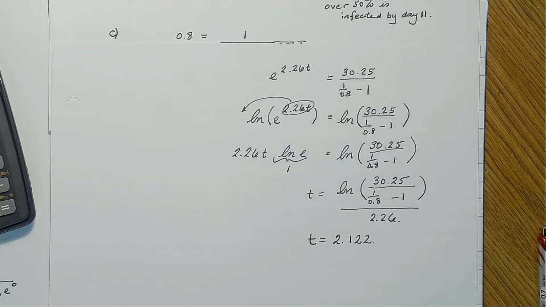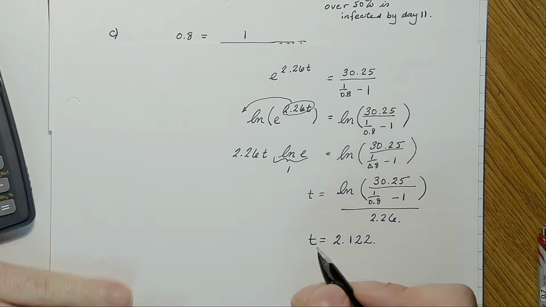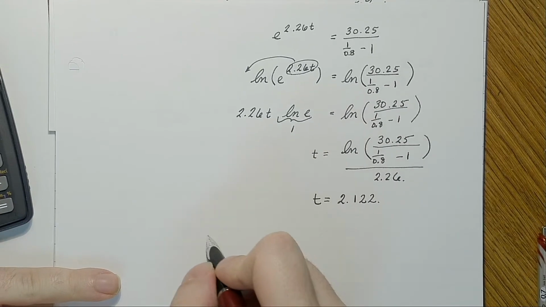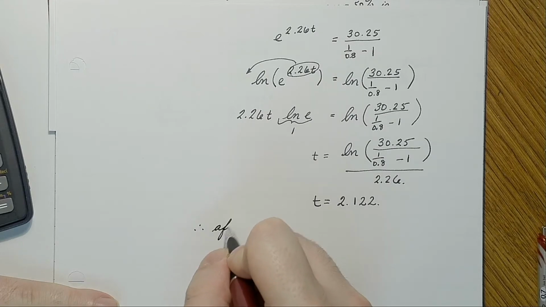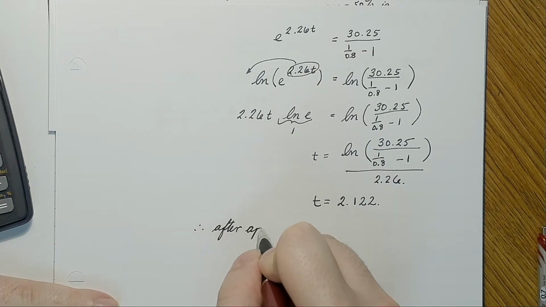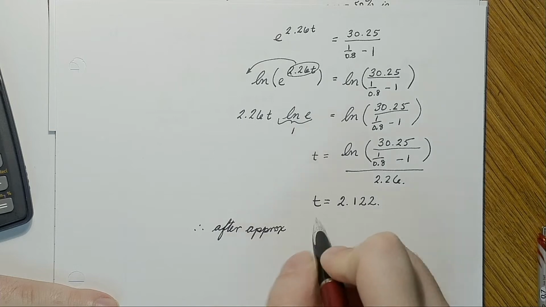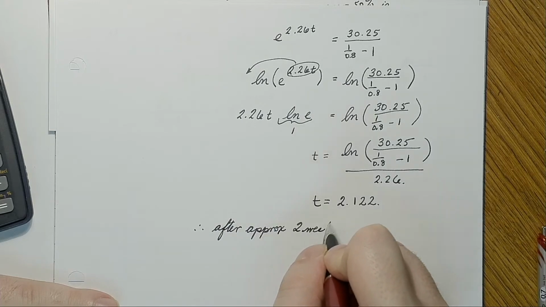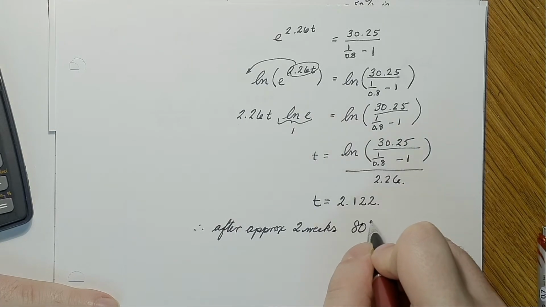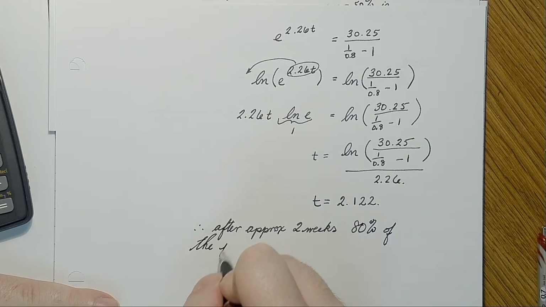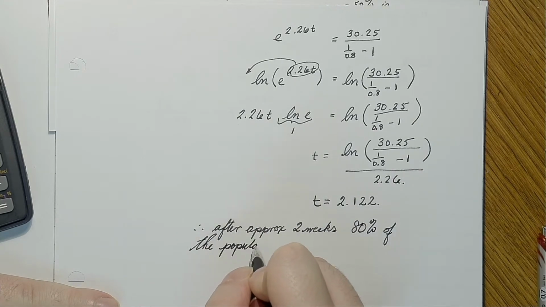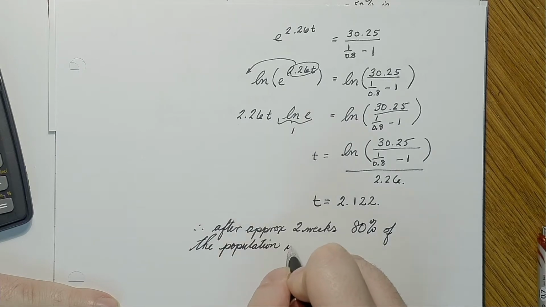So that means that, therefore, after approximately 2 weeks, 80% of the population is infected.